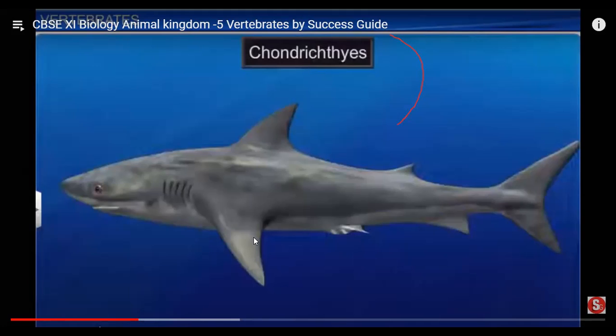So if it is a cartilaginous fish, you will find this kind of slits found here. You can see slits.